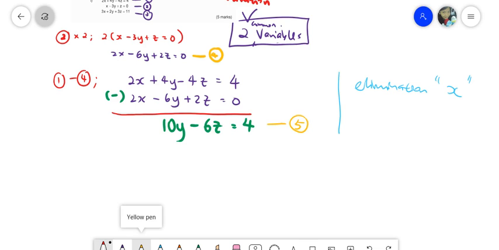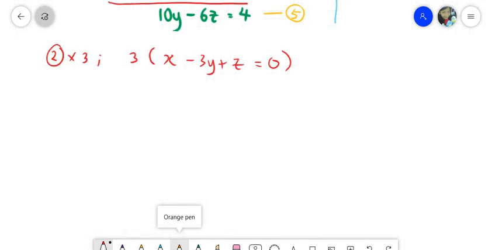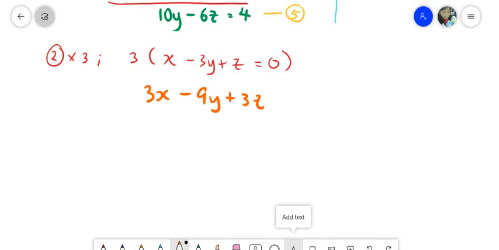So same thing here. How? Your second equation now, you need to multiply with 3. So you have 3 times the second equation, x minus 3y plus z equal 0. So expanding, you have 3x minus 9y add up with 3z equal 0. Okay, so this will be your equation 6.